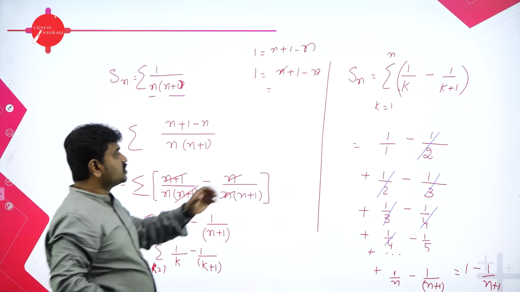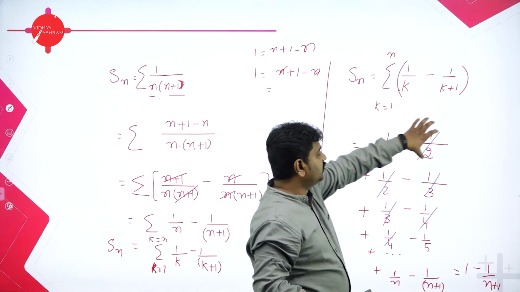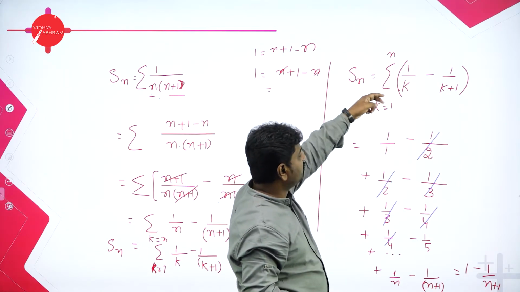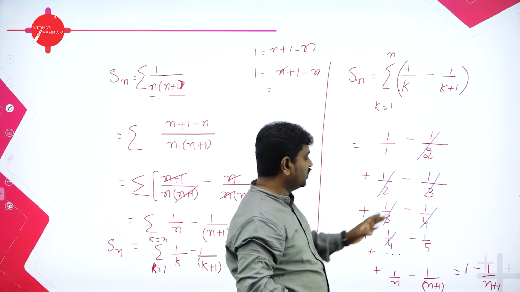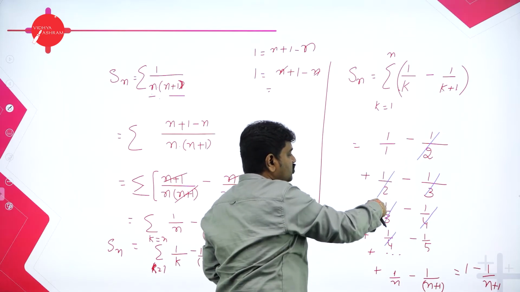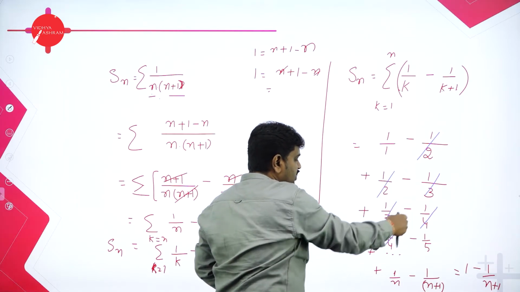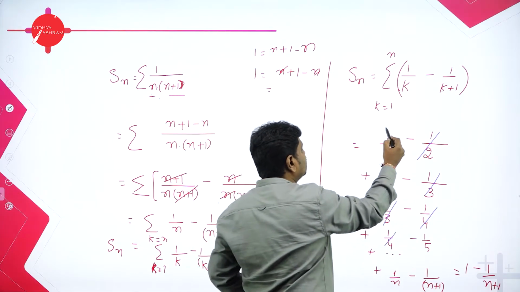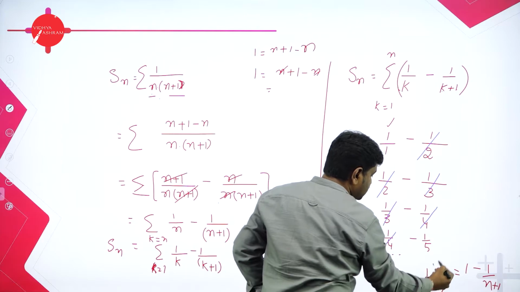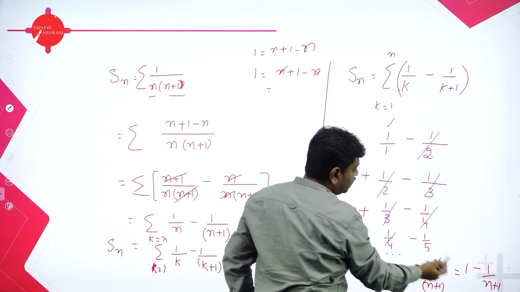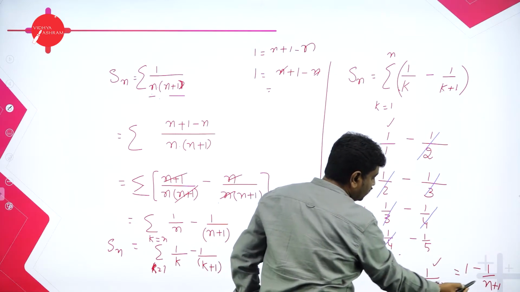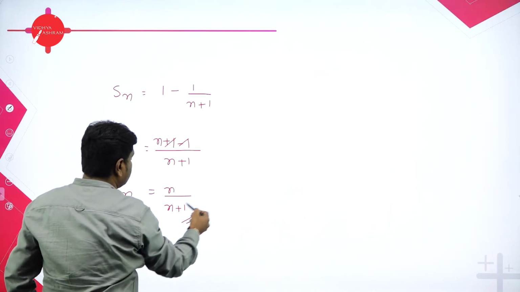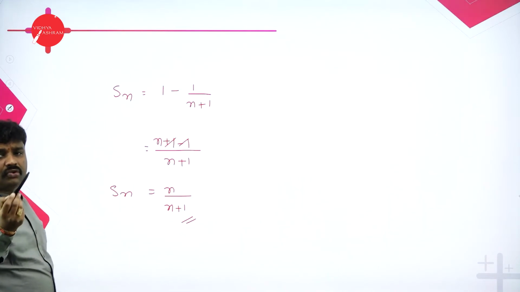Sigma means sum. So, in the place of k, if you put 1, you will get these two. In the place of k, if you put 2, you will get these two. If you put 3, you will get 1 by 3, 1 by 4, like that. So, now cancel minus 1 by 2 plus 1 by 2, minus 1 by 3 plus 1 by 3, minus 1 by 4 plus 1 by 4, minus 1 by 5 plus 1 by 5. Like that, all the terms cancel except the first term and the last term. First term is 1 by 1, that is 1. Last term is 1 by n plus 1. So, summation becomes 1 minus 1 by n plus 1. Simplify, you will get it. I hope all of you got this.